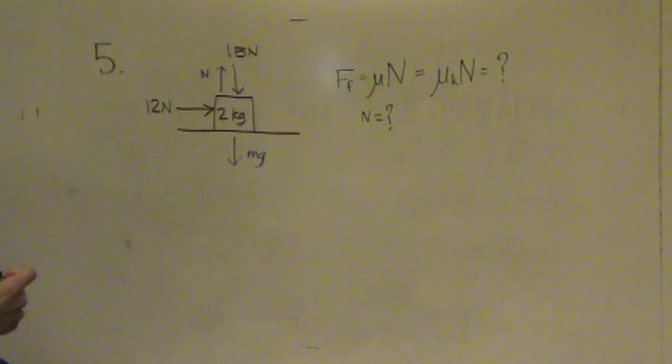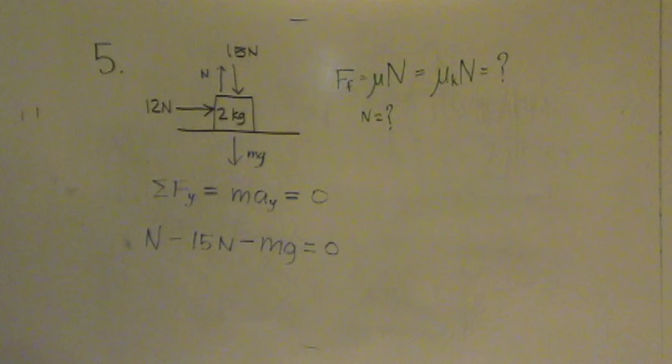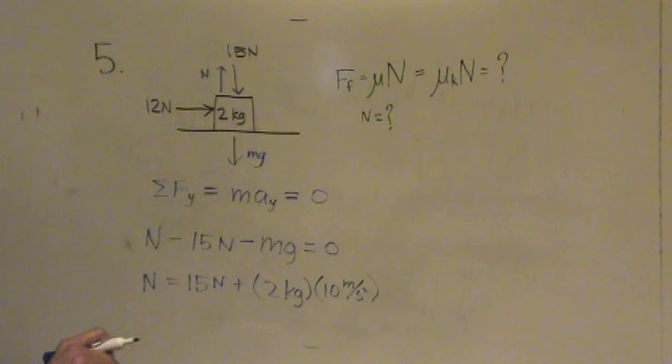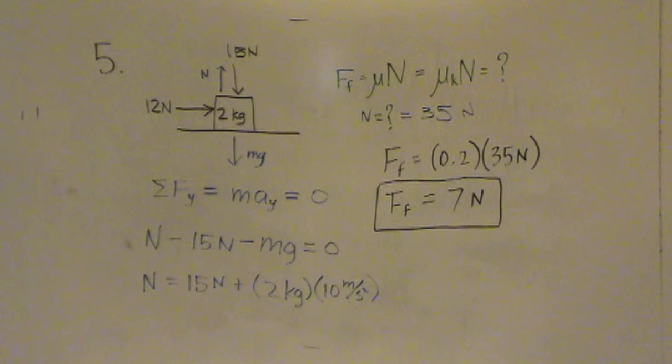Well, to do that, we use the equation F equals ma. Sum of all forces in the y direction has to equal 0 because it doesn't accelerate in the y direction. So we have normal force minus the vertical force, 15 newtons, and the gravitational force. And if we plug everything in and do the math, normal force is just 35 newtons. At this point, we can plug in the coefficient of friction and multiply them to get 7 newtons. So the answer is E.